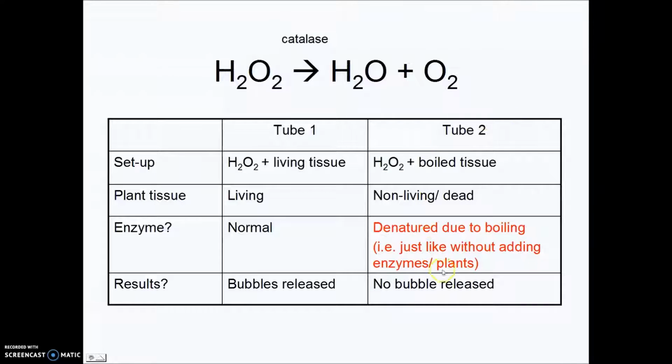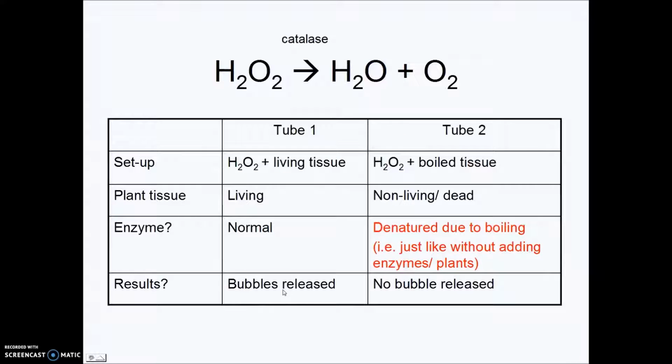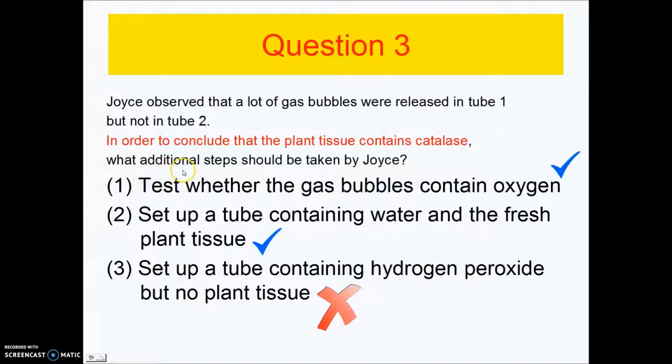Okay? So for the test tube, you can see you boiled the tissue, so it's like nothing was added. Indeed you put something in, but the properties of the plant tissue have already been removed, right? So probably for step 3, option 3, is just a repeated step, okay, for test tube 2. So it's not an additional step. So that's why the answer should be 1 and 2 only, which is A.